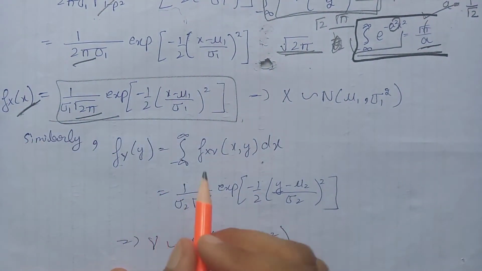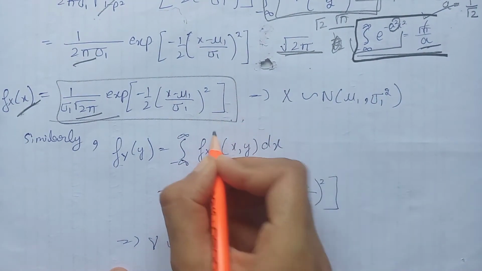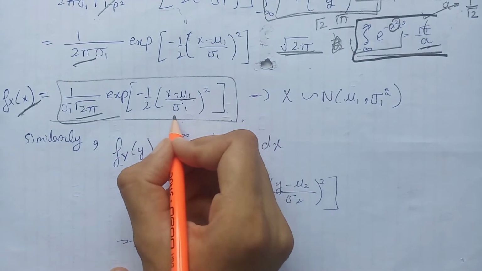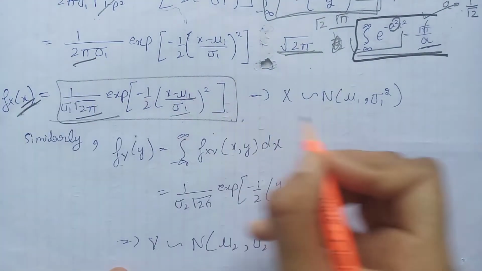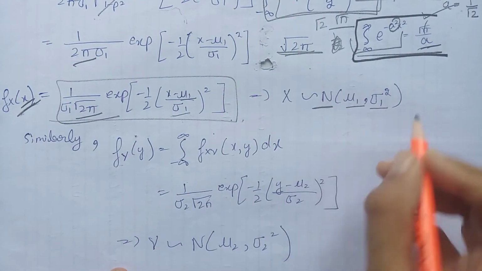We can see that it is actually equal to the PDF of the normal distribution. The only difference is that in place of mu we are writing mu 1, and in place of sigma we are writing sigma 1. That means our x random variable belongs to the normal distribution with mean mu 1 and variance sigma 1 square.